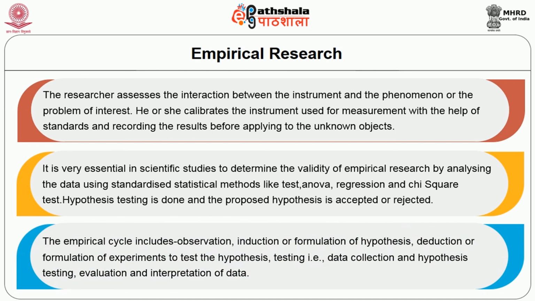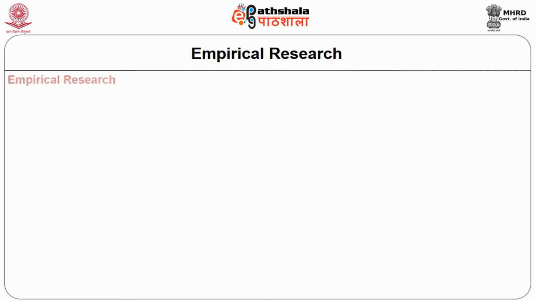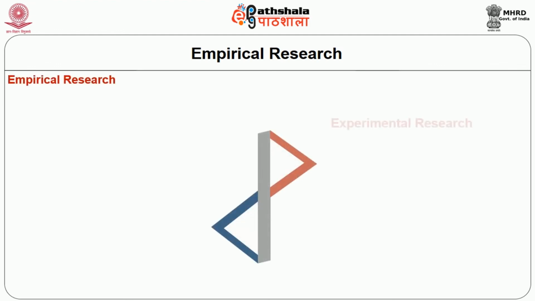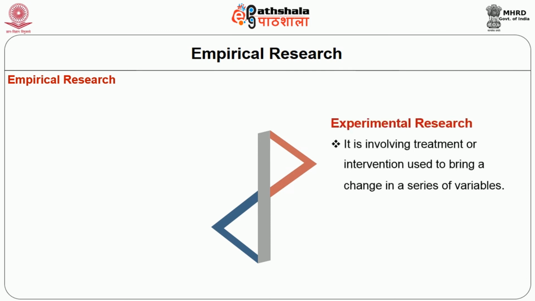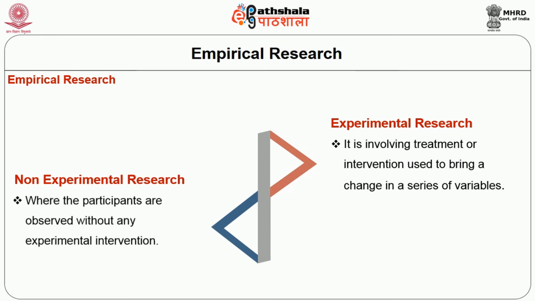The empirical cycle includes observation, induction or formulation of hypothesis, deduction or formulation of experiments to test the hypothesis, testing, that is data collection and hypothesis testing, evaluation and interpretation of data. Two main types of empirical research are experimental research involving treatment or intervention used to bring a change in a series of variables, and non-experimental research where the participants are observed without any experimental intervention.